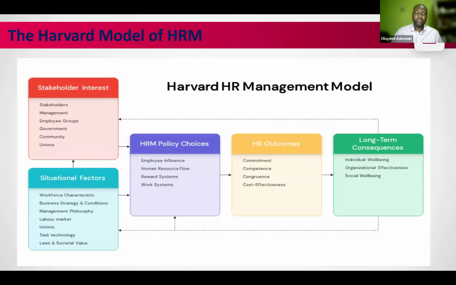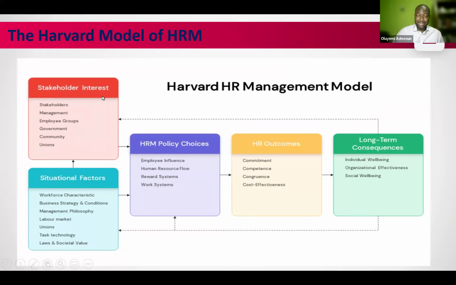Now, let's spend 1 or 2 minutes to look at the model again. We've discussed it in brief, but let's just take a few minutes to look at it again. So this is like a recap now of the model. So please look at your screen, look at your phone, look at your system, whatever device you are joining this session from. There are 5 major components of this model.